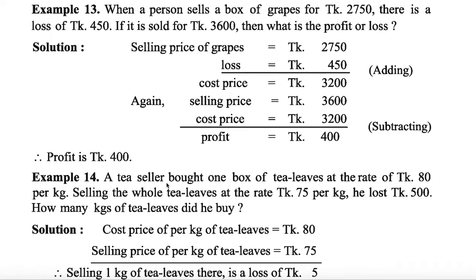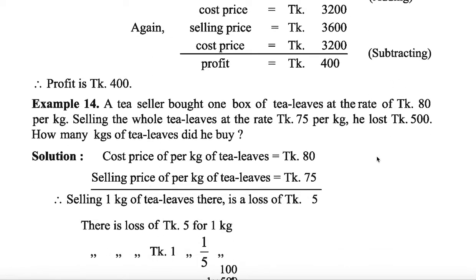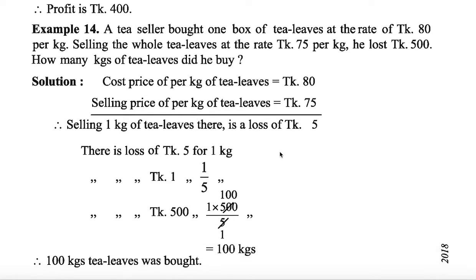Okay, a reseller bought one box of tea leaves at the rate of 80 taka per kg, selling the whole tea leaves at the rate of 75 taka per kg. He lost, yes, 5 taka. Okay, how many kgs of tea leaves did he buy?